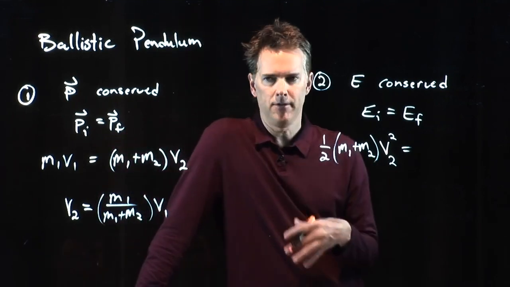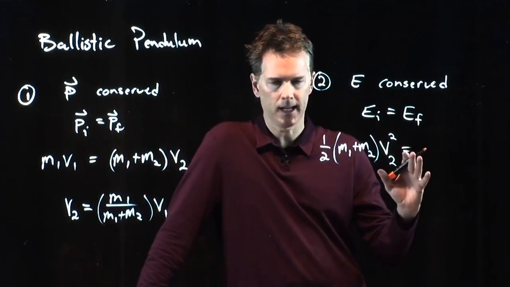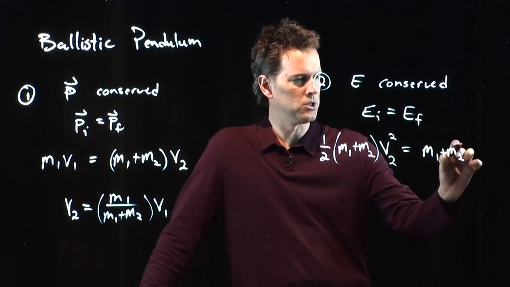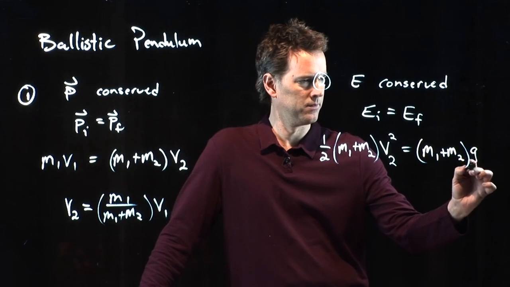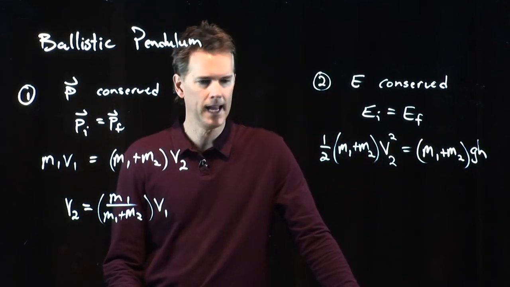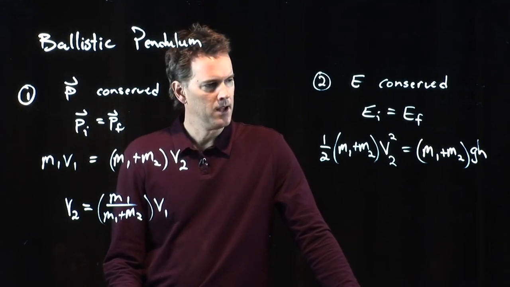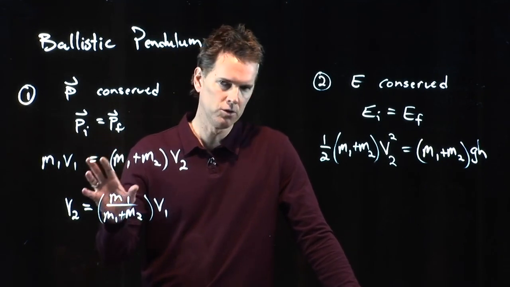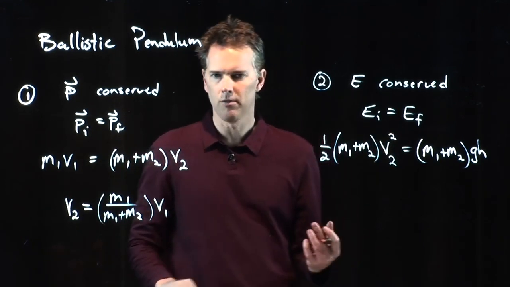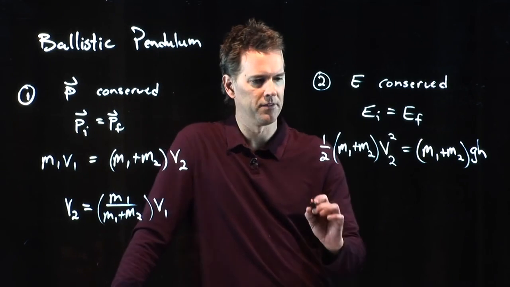On the right side, everything comes to rest. There's no kinetic energy anymore, but there is, of course, gravitational potential energy. And so we have (m1 plus m2) times g h. Now we can take our solution for v2 and plug it into this equation and solve for v1. Let's do that.